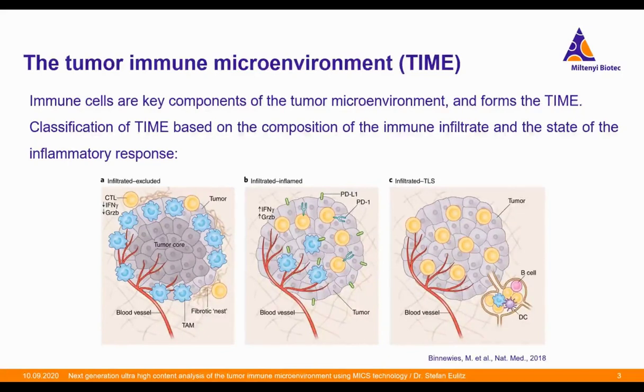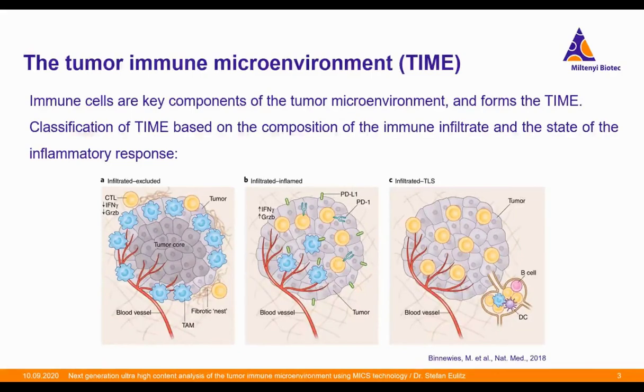One important proportion of the cell types involved are of course the immune cells, as they provide us with important information on, for example, prognosis and therapy of the individual cancer. The composition and spatial distribution of these cells define the tumor immune microenvironment. It can be classified based on the composition and the infiltrating cells, as well as the state of inflammatory response. If a tumor is populated with immune cells, but the tumor core is relatively void of cytotoxic lymphocytes, the type is classified as infiltrated excluded, which is shown in Figure A. We will have an example of this type later in the presentation.